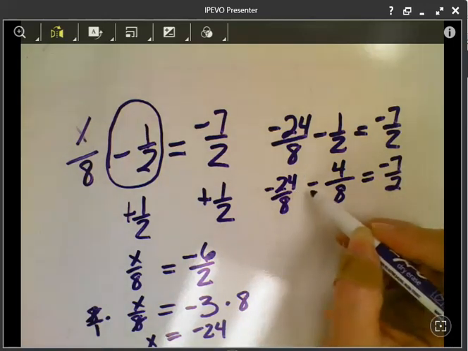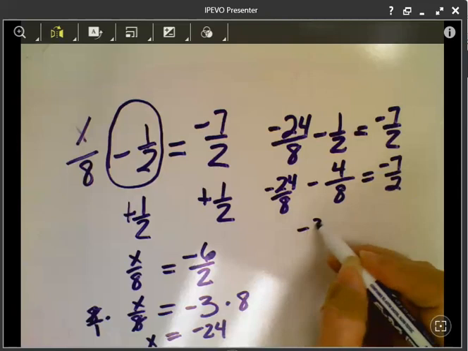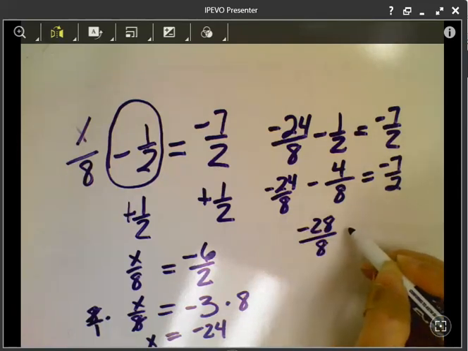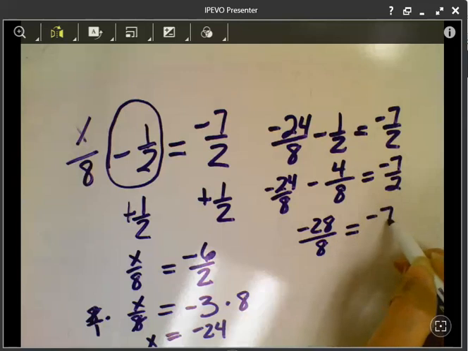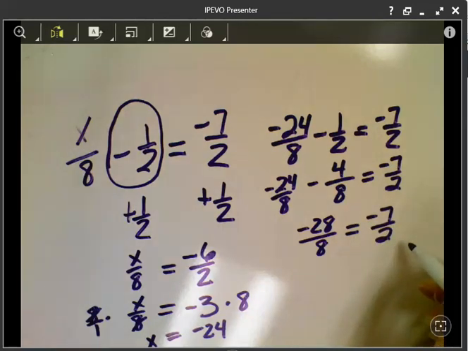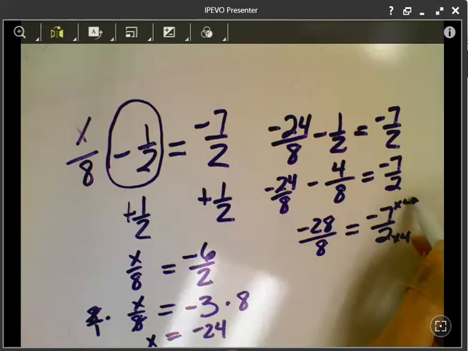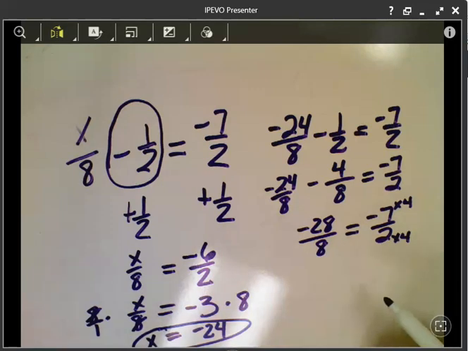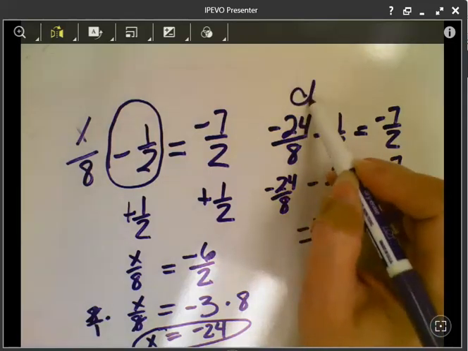Well, I can do negative 24 minus 4 is negative 28 over 8. And I need to know if that's equal to 7 halves. Well, if I multiply by 4, I get my 8. Multiply by 4, I get my negative 28. So yes, this answer makes sense. So x equals negative 24. Over here is my check.